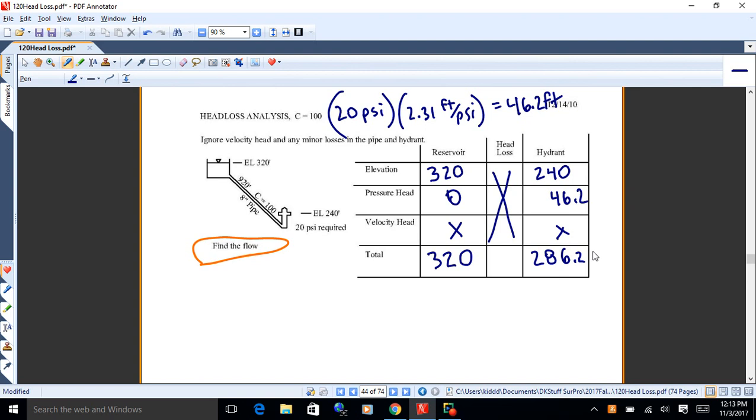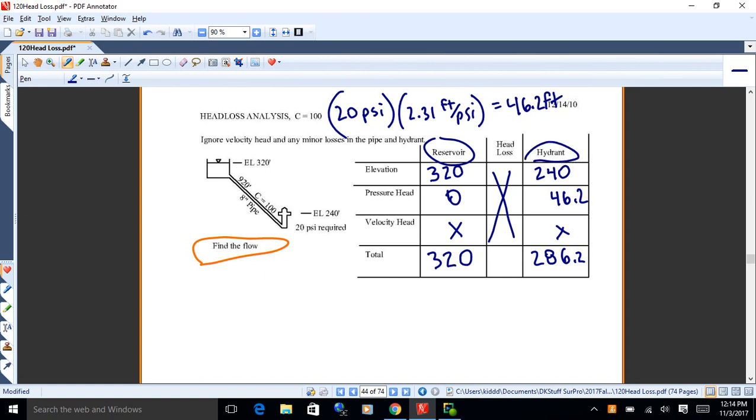Y'all okay with that? Because it's 20 psi, that's 46.2 feet. Add that to the elevation of the hydrant. So what I've got there is the total energy in the reservoir and then the total energy required at the hydrant.